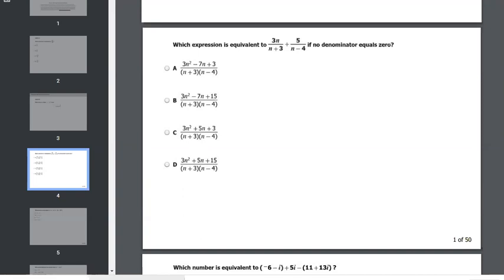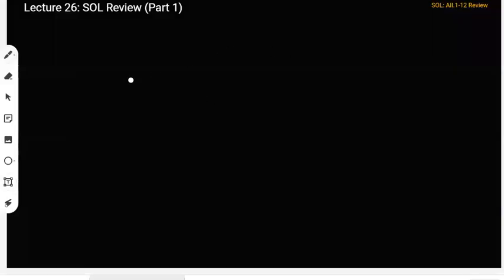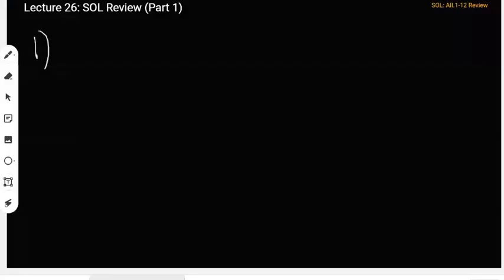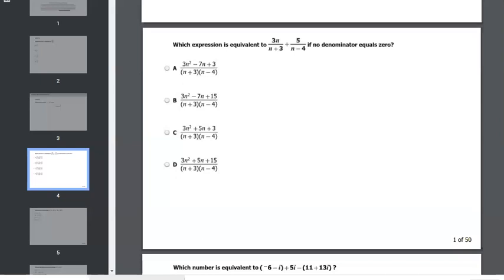All right, so this first one says, which expression is equivalent to 3n over n plus 3 plus 5 over n minus 4 if no denominator equals 0? So I'm going to go ahead and write that down. 3n over n plus 3 plus 5 over n minus 4.